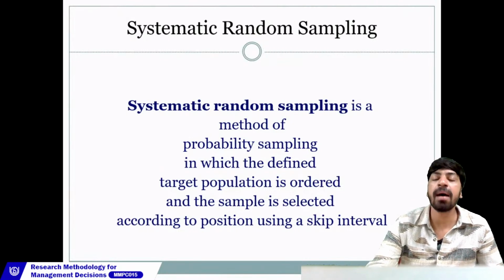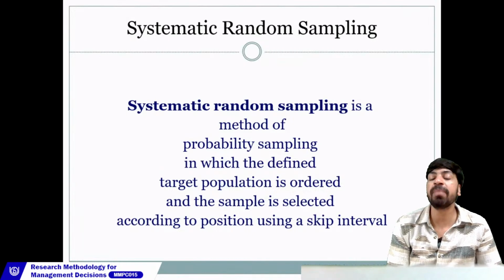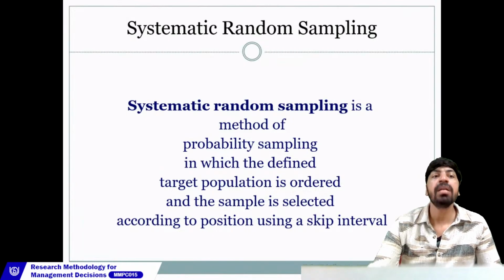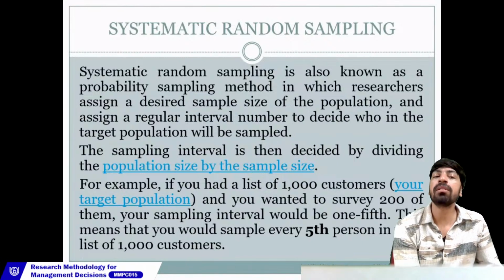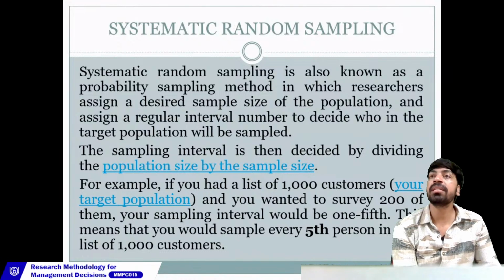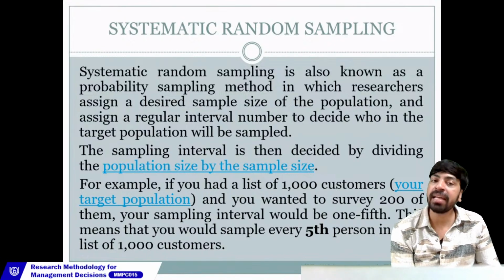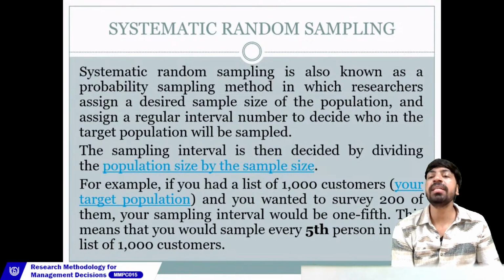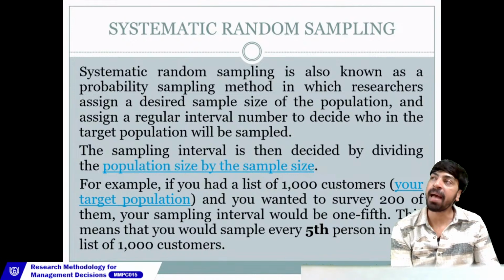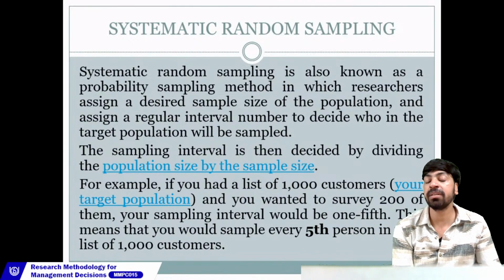Let's follow an example to have more clarity on this particular concept. Systematic random sampling is also a probability sampling method, where a researcher assigns a desired sample size of the population and assigns a regular interval number to decide who in the target population will be sampled. The sampling interval is decided by dividing the population size by the sample size, which I already told you when defining systematic random sampling.